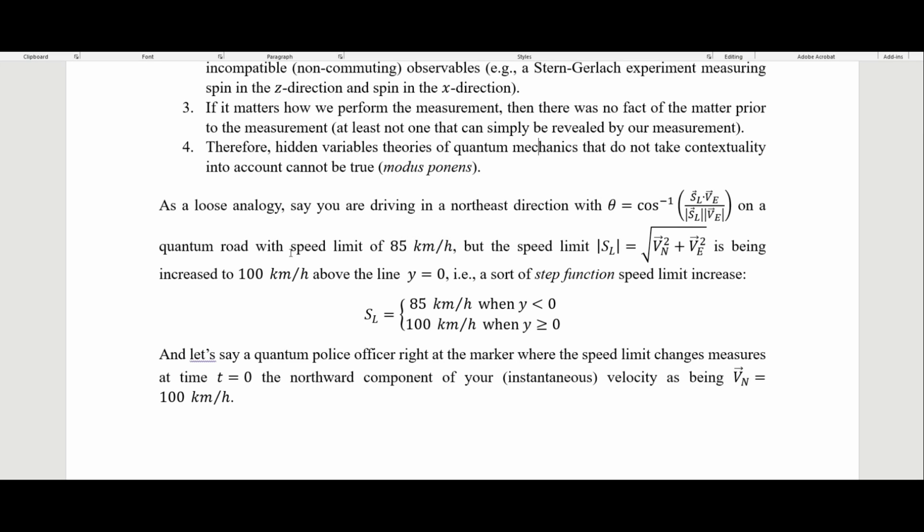Or you're driving on a road at 85 kilometers per hour, which is the speed limit, but the speed limit is being increased to 100 kilometers per hour above some, I guess, line of latitude here that we can define as y equals 0, which is sort of a step function speed limit increase. So south of this line, it's 85 kilometers per hour. North of it, it is 100 kilometers per hour.